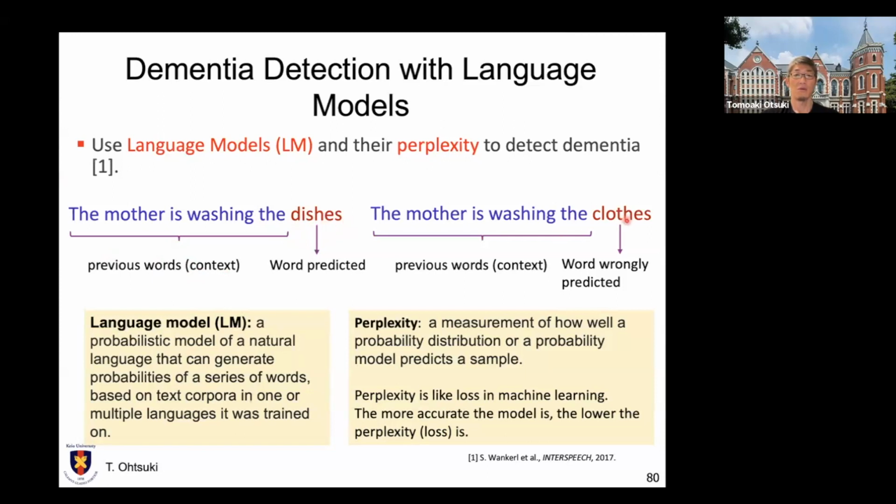Depending on the picture, this one was the state, but the clothes. So this is the word wrongly predicted one. And perplexity is like a loss in machine learning. The more accurate the model is, the lower the perplexity loss is.